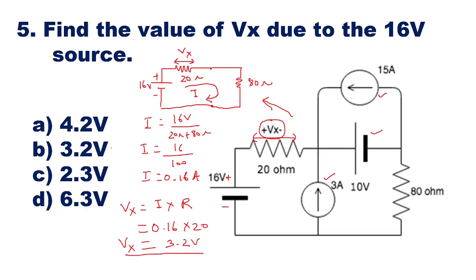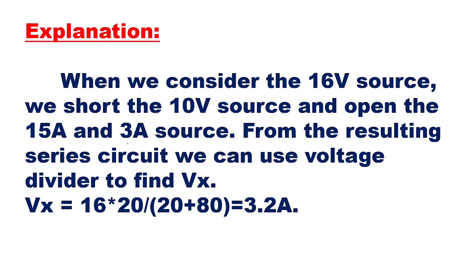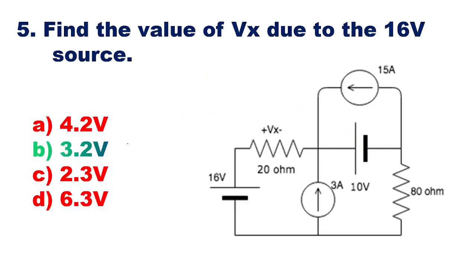So option B is the right answer here. So here we can see the solving again. When we consider the 16 volt source, we short the 10 volt source and open the 15 ampere and 3 ampere source. From the resulting series circuit, we can use voltage divider to find Vx, and Vx will be nothing but 16 upon 20 plus 80 into 20, that is nothing but 3.2 volt. So here option B, 3.2 volt, will be the right answer. That is the voltage across 20 ohm resistor.